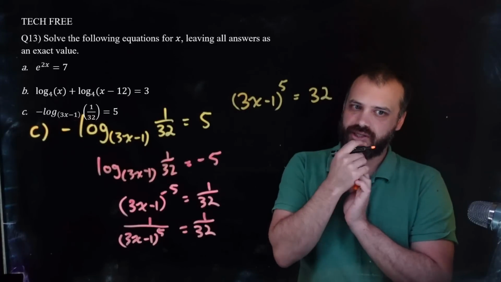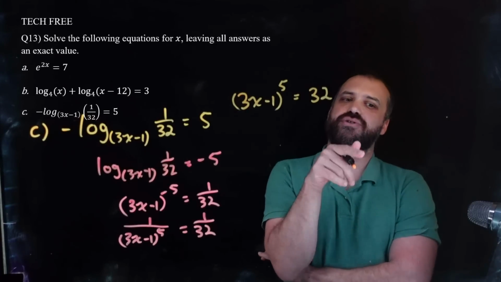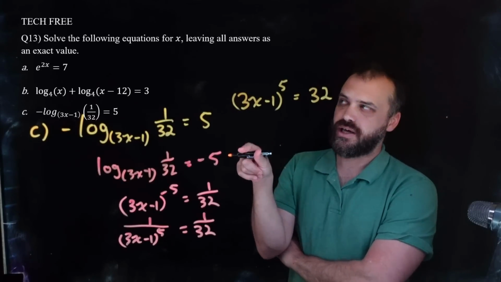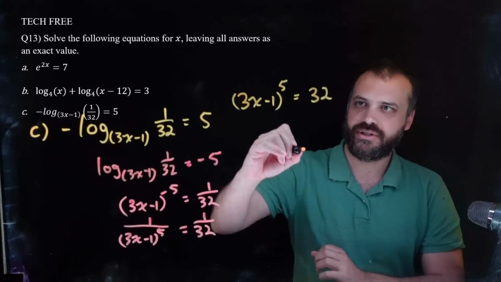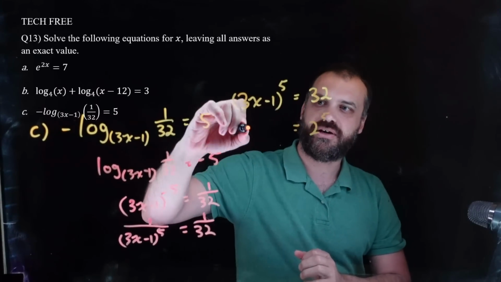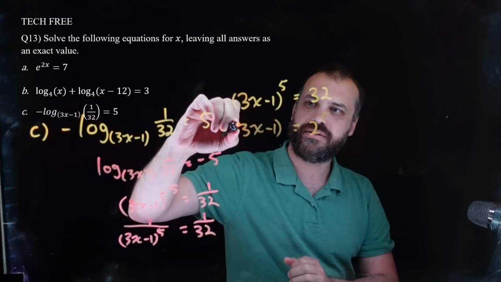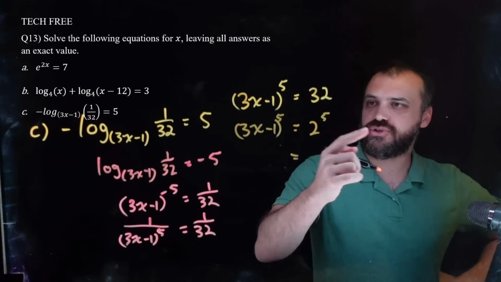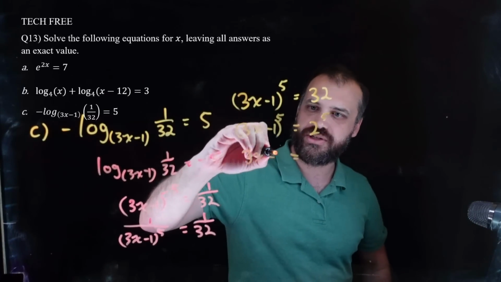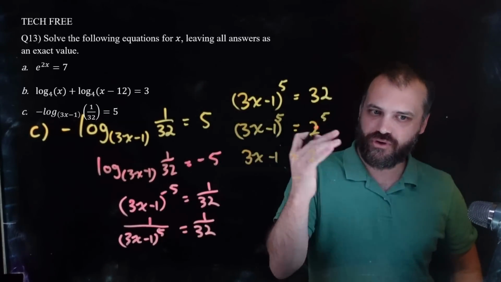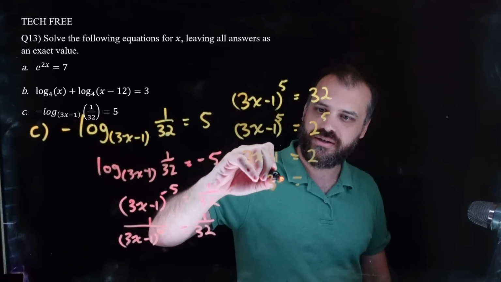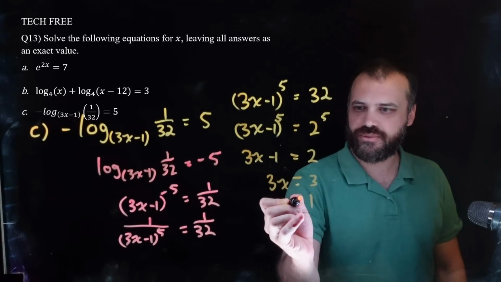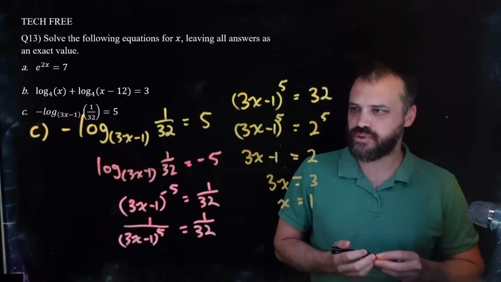Hopefully you are looking at this and you're saying, oh wait, 32 to the power of 5, that's clever. 2, 4, 8, 16, 32. 2 to the power of 5, (3x minus 1) to the power of 5. All right, so if (3x minus 1) to the power of 5 equals 2 to the 5, then 3x minus 1 must equal 2. And from there, I think we should all be able to do that. 3x equals 3 and x equals 1. It's always cute when the answer is x equals 1.